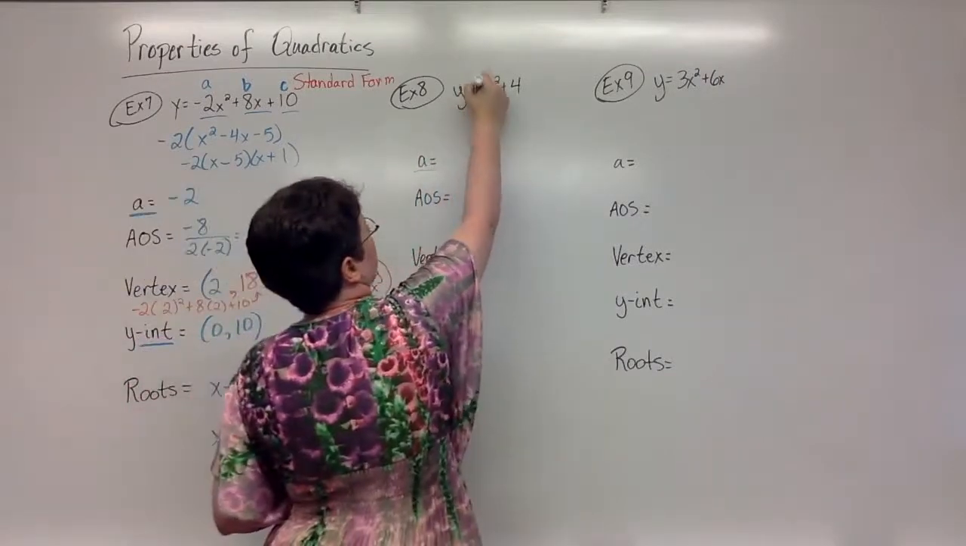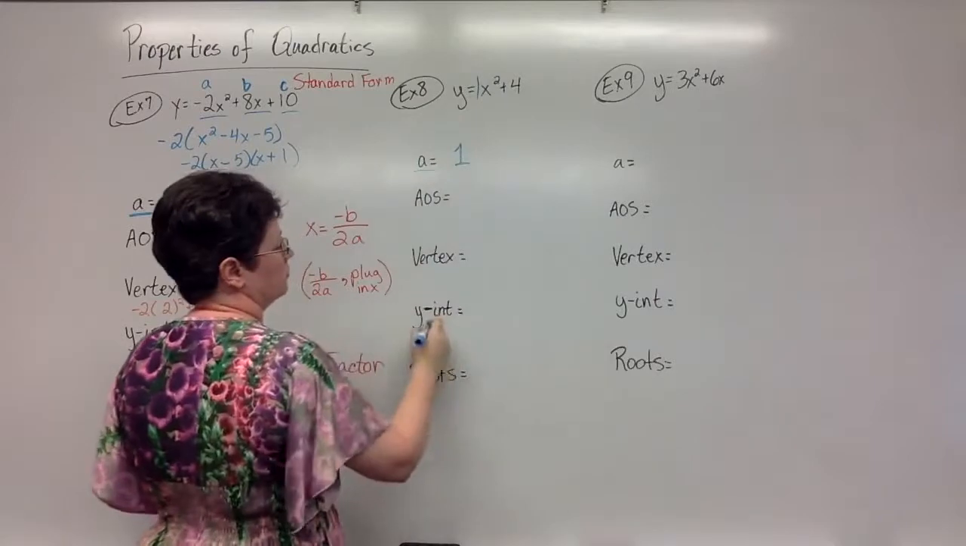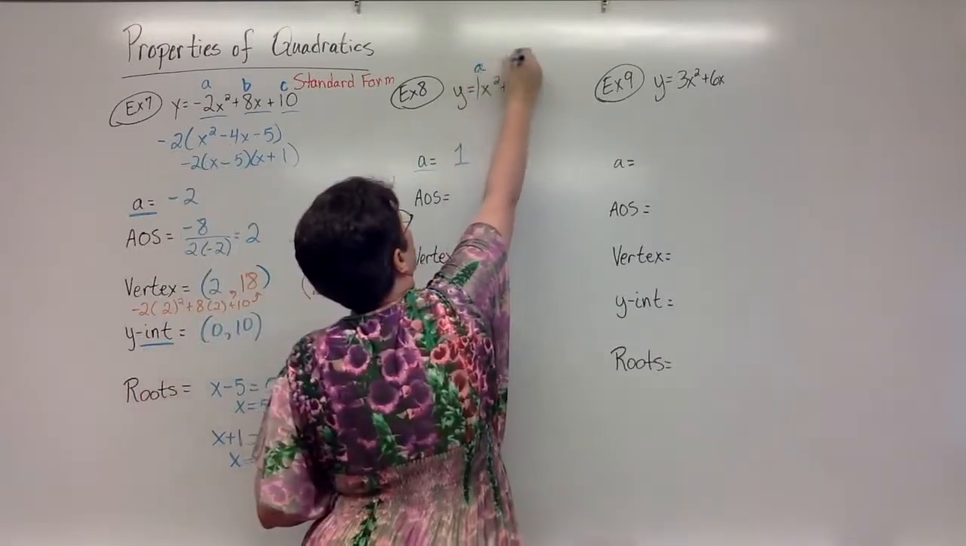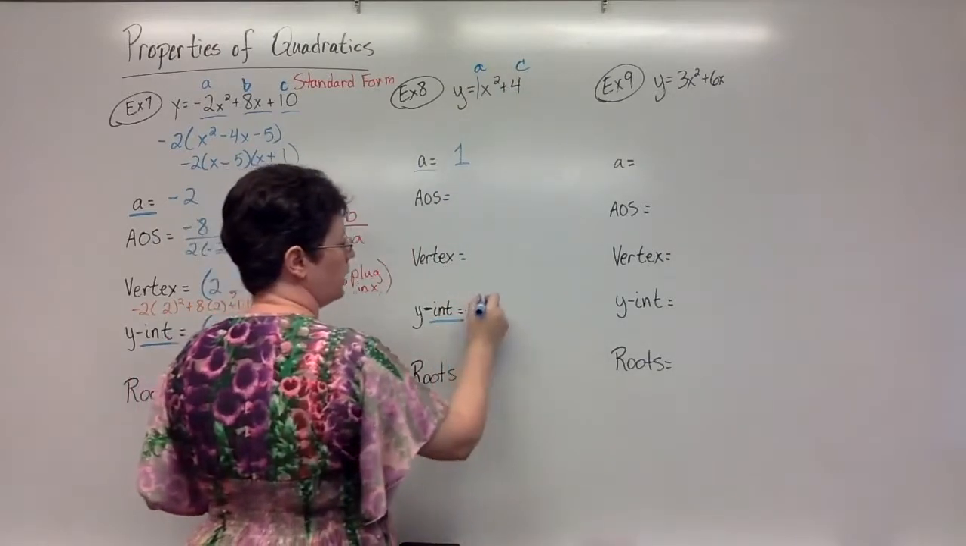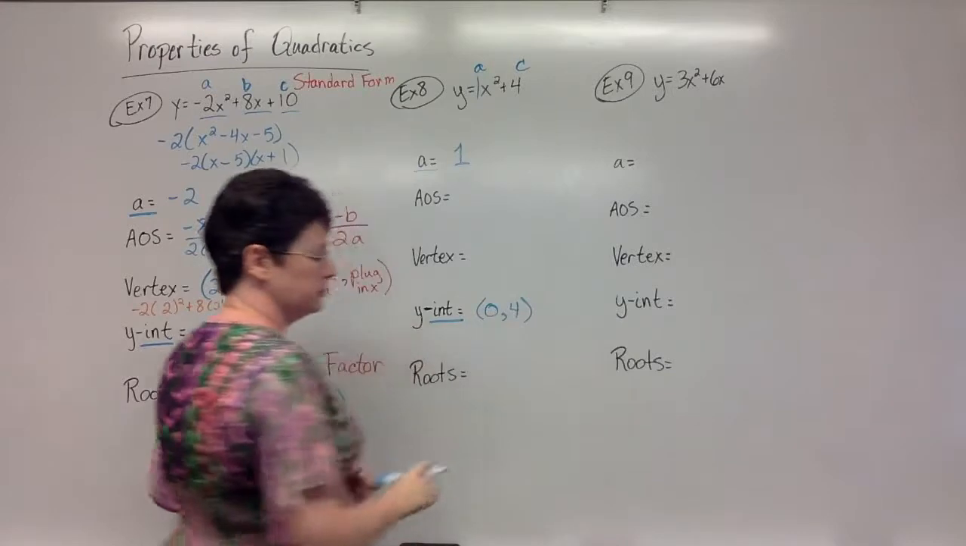A is in front of x squared, so that's a 1. Easy enough. The y-intercept is the constant at the end. Well, that would be 4. So my y-intercept is at (0, 4).